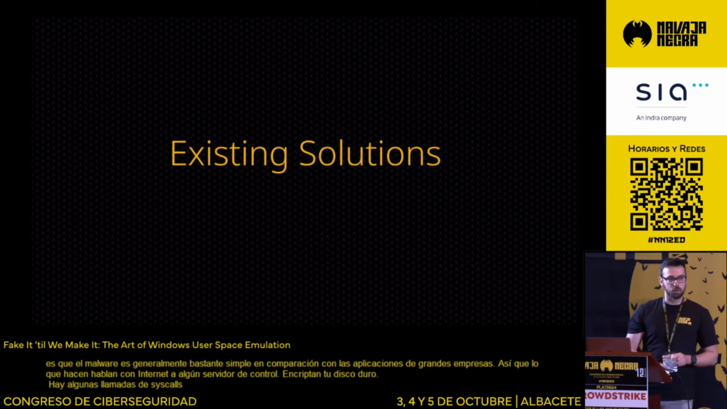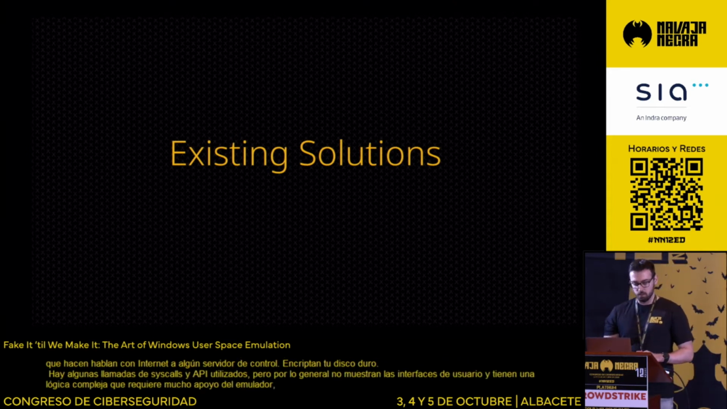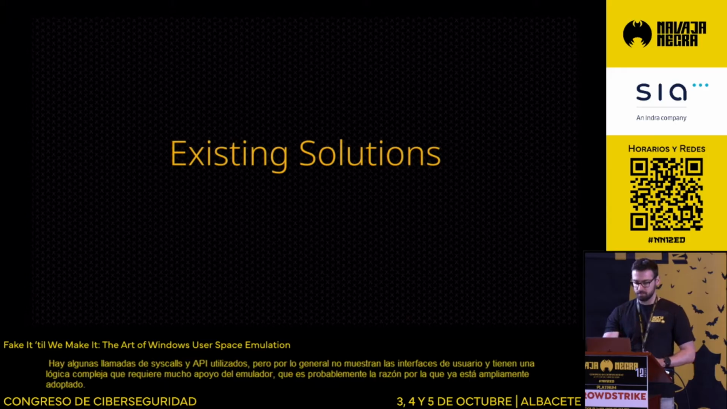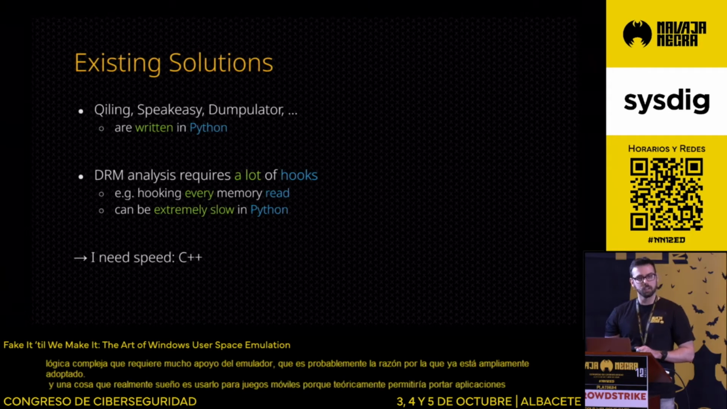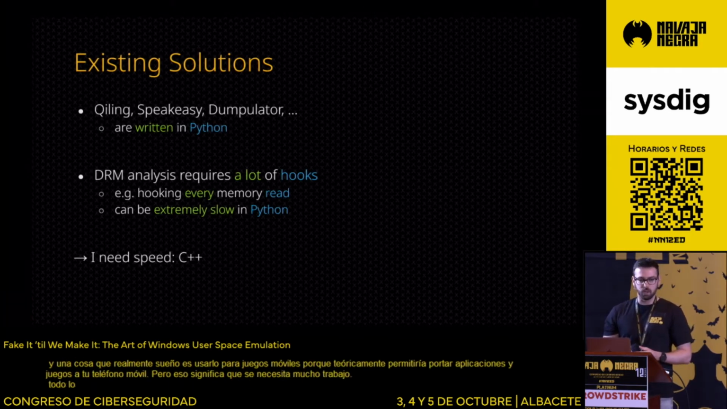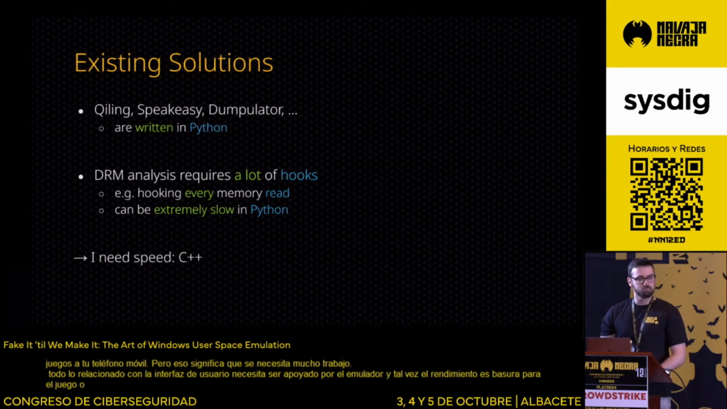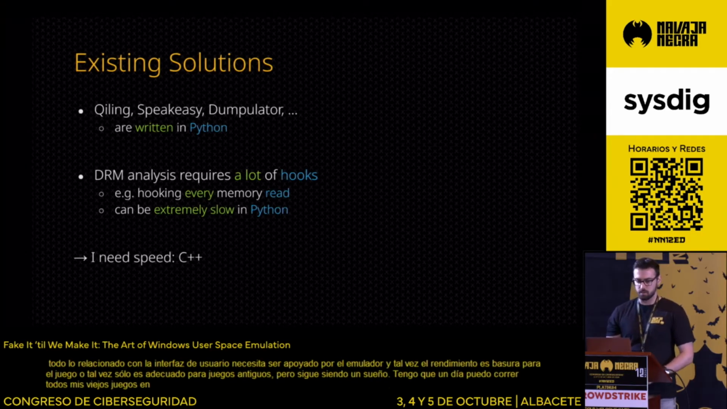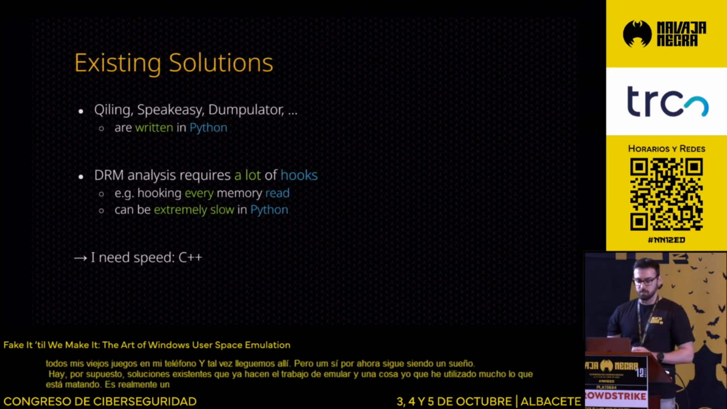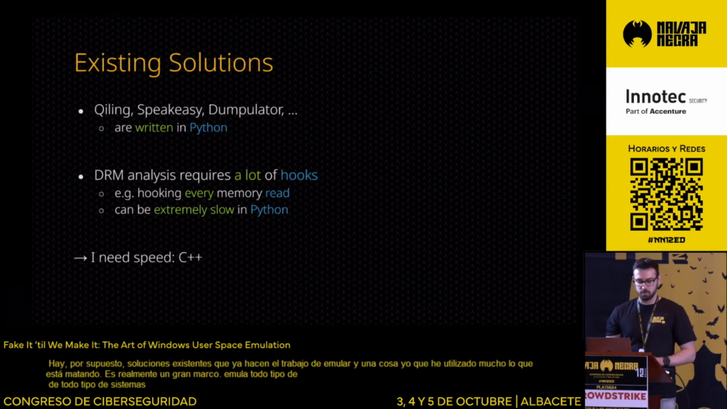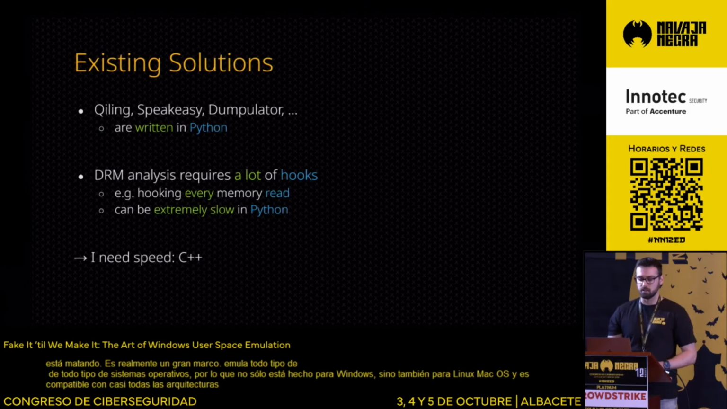There are, of course, existing solutions that already do the job of emulating. And one thing that I have used a lot is Qiling. It's really a great framework. It emulates all sorts of architectures, all sorts of OSs. So it's not only made for Windows, but also for Linux, macOS, and it supports pretty much every architecture you can dream of. There's also Speakeasy and Dumpulator, which is rather made for emulating mini dumps and crash dumps, but in a sense, it's also a user space emulator.